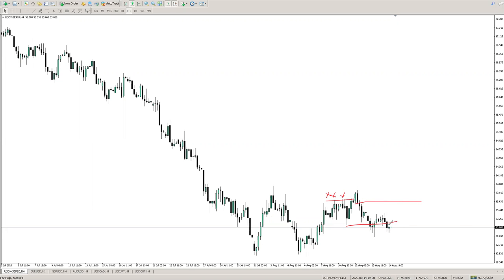As soon as market opens, we'd like to see price trade into that and then eventually come down to take out these equal lows here. So that is pretty much my analysis on the USD index. Let's take a quick look at our first currency pair that we're going to be trading this week.